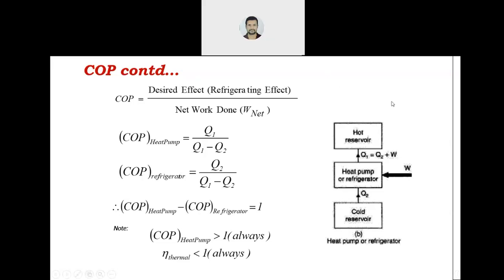So I hope the fundamentals are clear in today's session of refrigerator and heat pump. You came to know about the working principle and how you will find the coefficient of performance of heat pump as well as refrigerator, and how you will find the efficiency of heat engine.